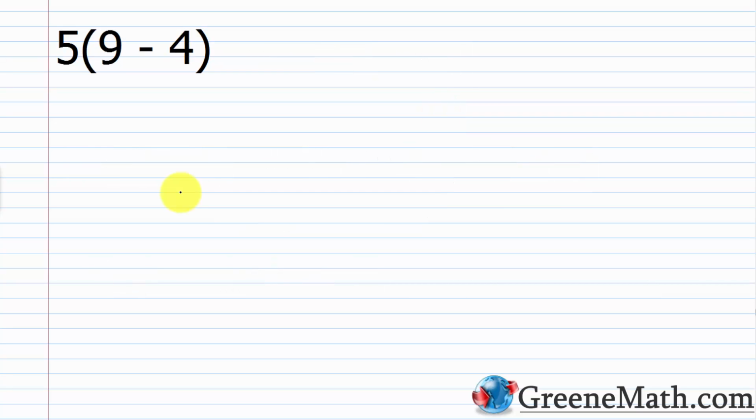Okay, let's take a look at one last problem. So we have 5 times the quantity 9 minus 4. Again, doing this where we do 9 minus 4 first. 9 minus 4 is 5. You'd have 5 times 5. That is 25.